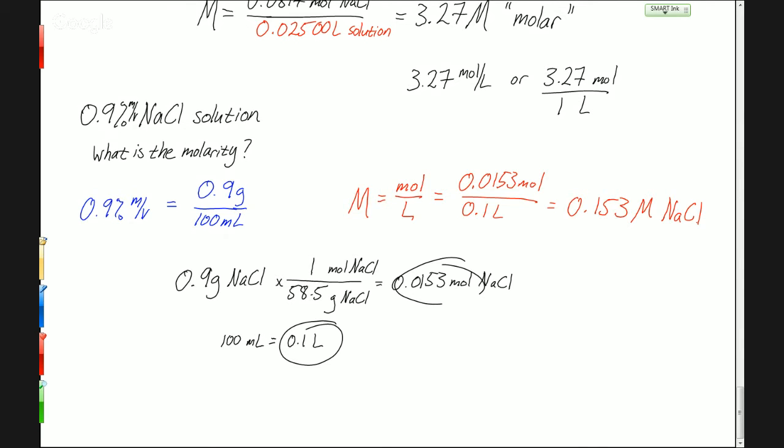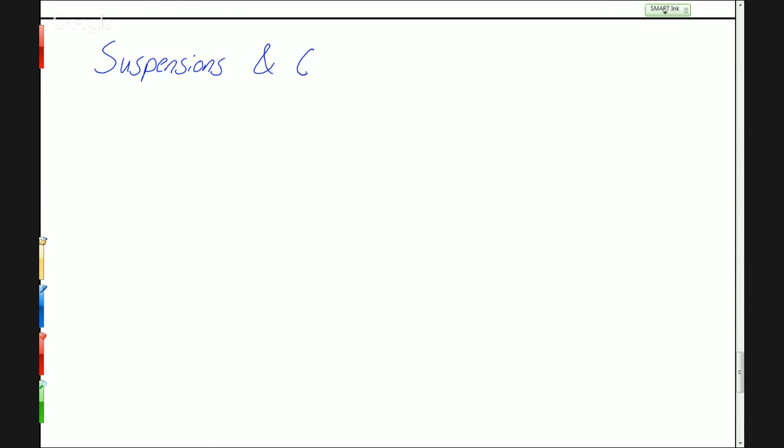All right, so now before we talk about the osmotic pressure, we have to have a couple more definitions of things that are related to solutions, but not quite the same thing. And that is suspensions and colloids. Have you heard of those before? Maybe, maybe not.